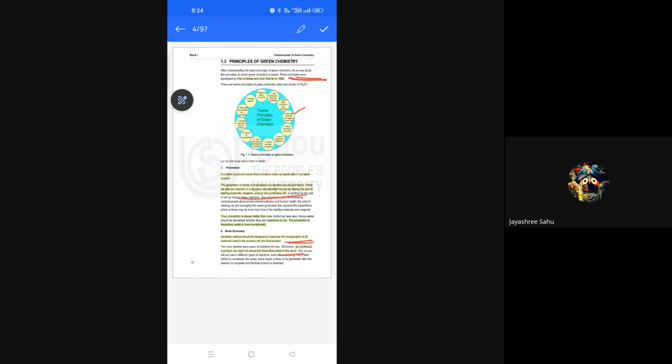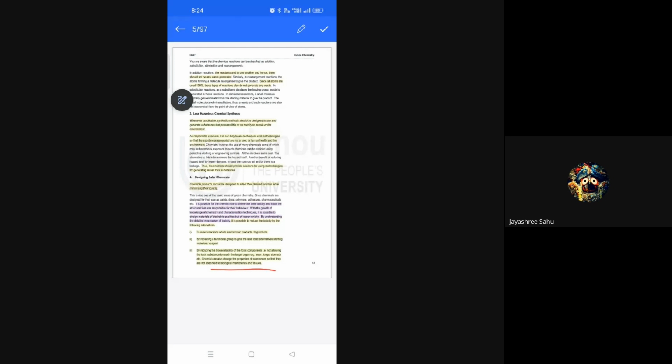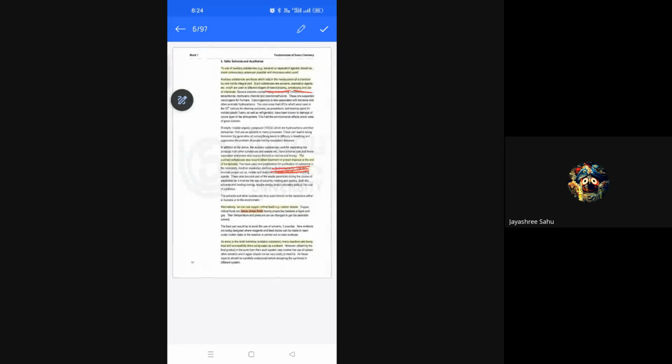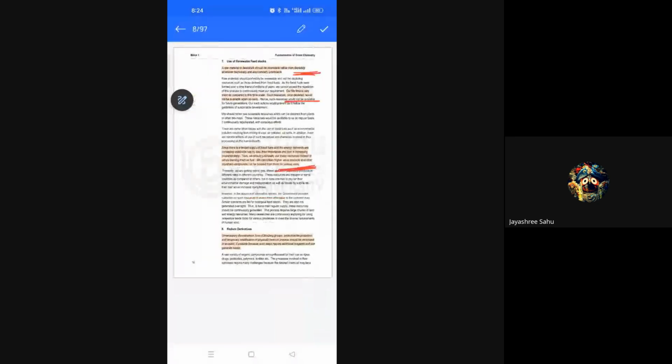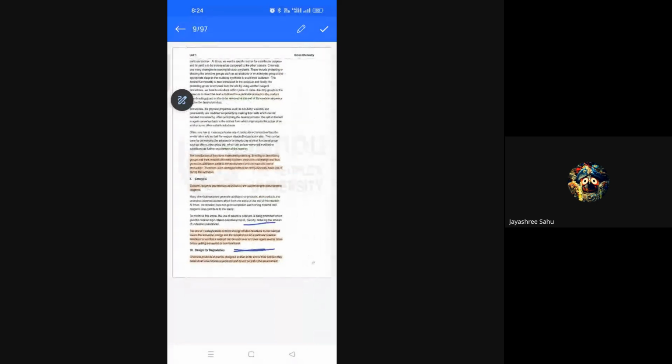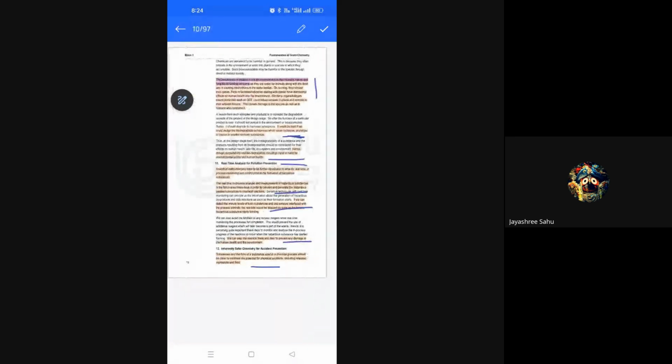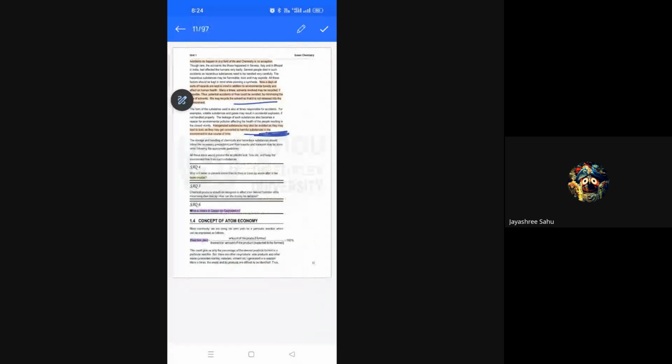For each point, write 1 or 2 lines, you must write each one, so that it will cover one long question. That is the 12 principles of green chemistry, all explained.